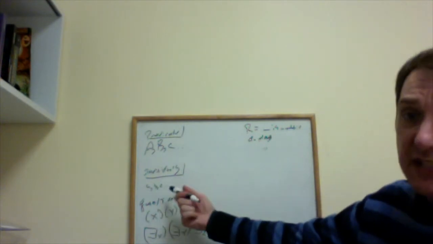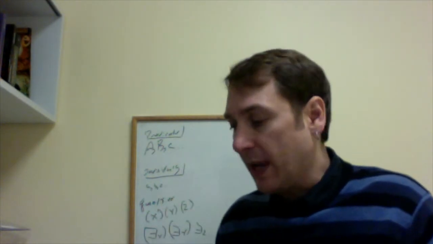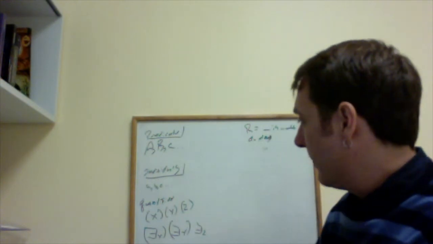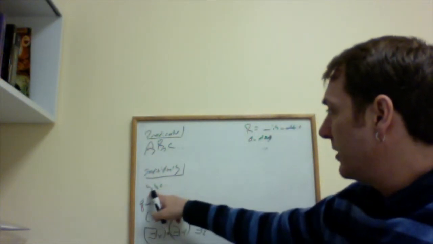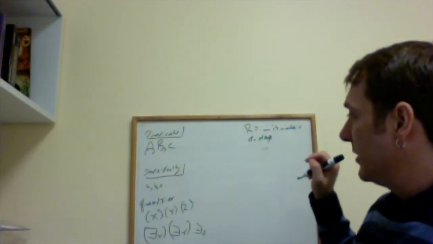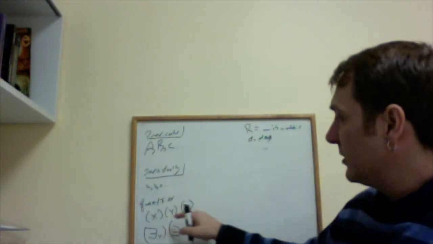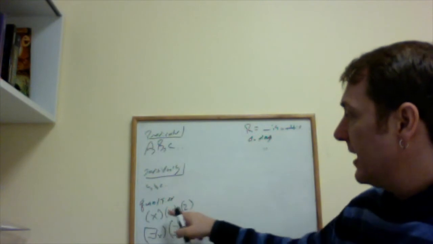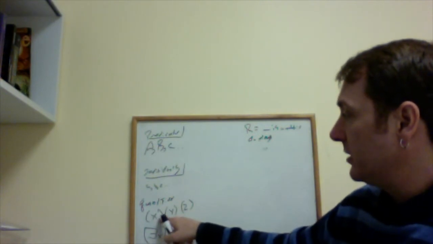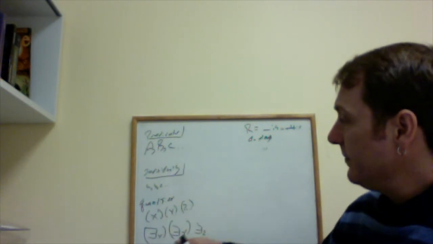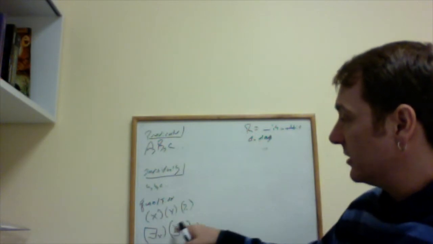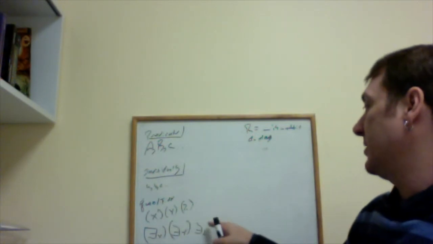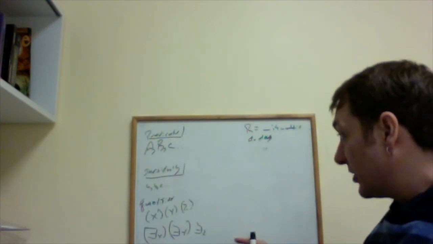By convention, there's no good reason, it's just a rule that we have to pick and we have to stick with. We use X, Y, and Z for variables, and we use the other letters of the alphabet for individuals. So this here is called the universal quantifier. It's pronounced for all X, for all Y, for all Z. This is the existential quantifier. It's pronounced there is an X such that, there is a Y such that, there is a Z such that.